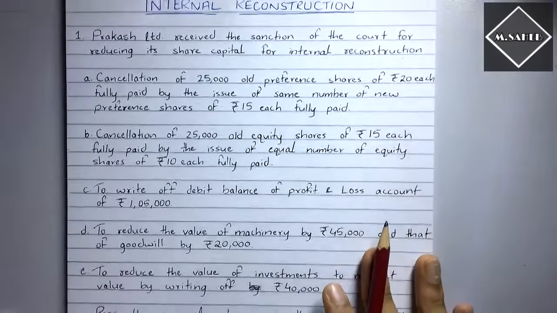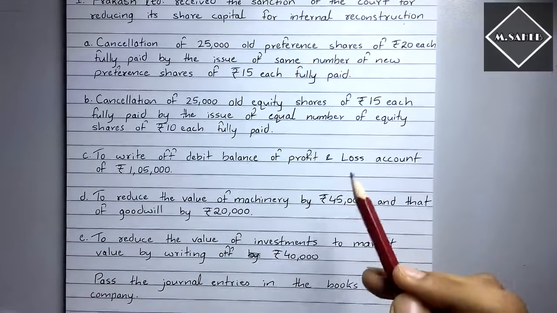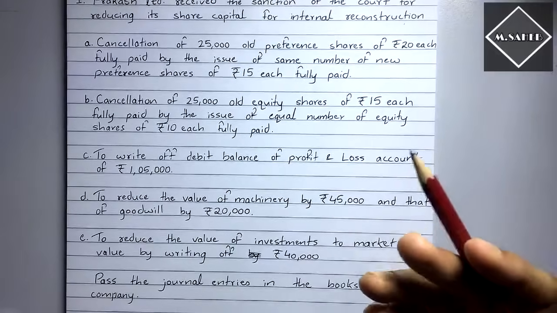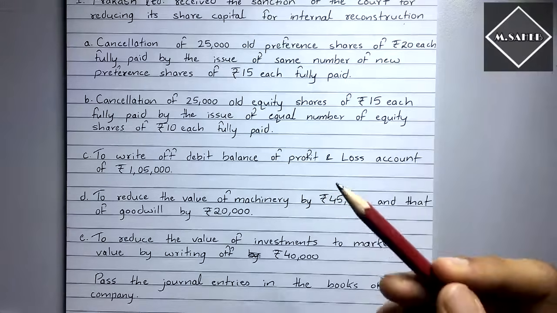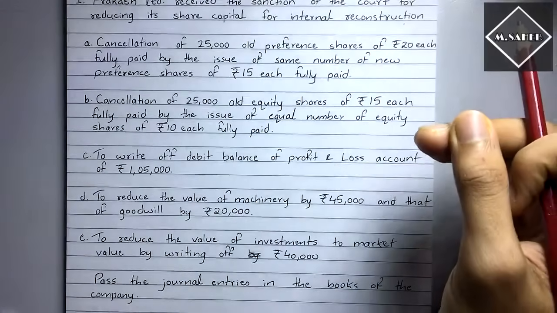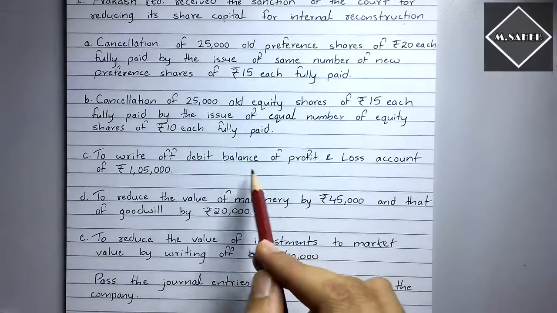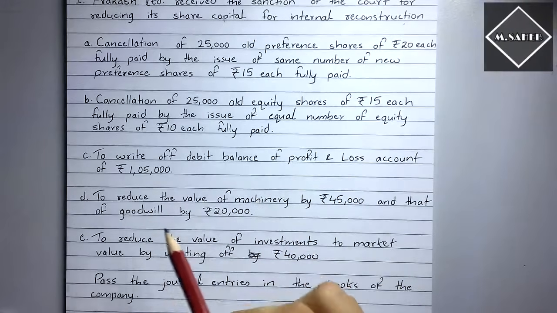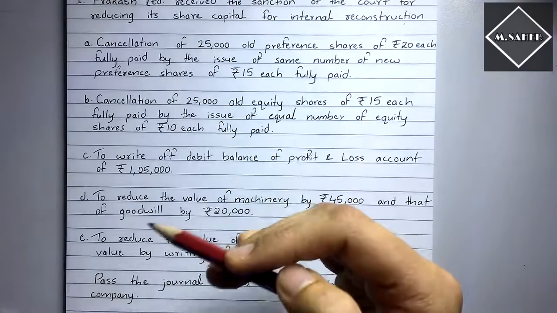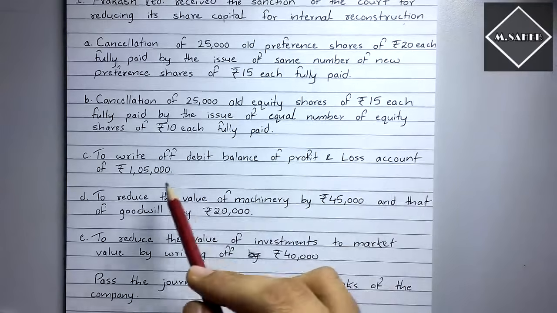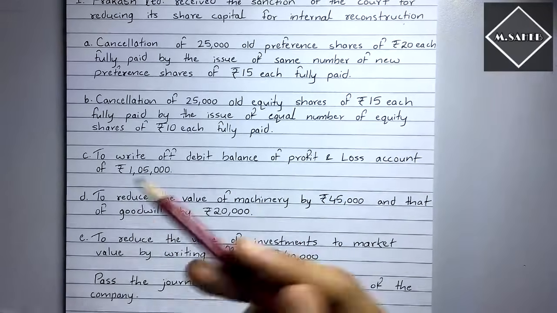Now next, we have to write off the debit balance of profit and loss account. What is the debit balance of profit and loss account? What does it signify? It signifies loss, right? Profit and loss account debit balance signifies loss, and it is shown on the asset side of the balance sheet, right? So to write off or reduce it, what do you have to do? You have to credit it. It's a kind of an asset, so to reduce an asset you have to credit it. So we will simply credit that debit balance of profit and loss account to reduce 1,05,000, okay?